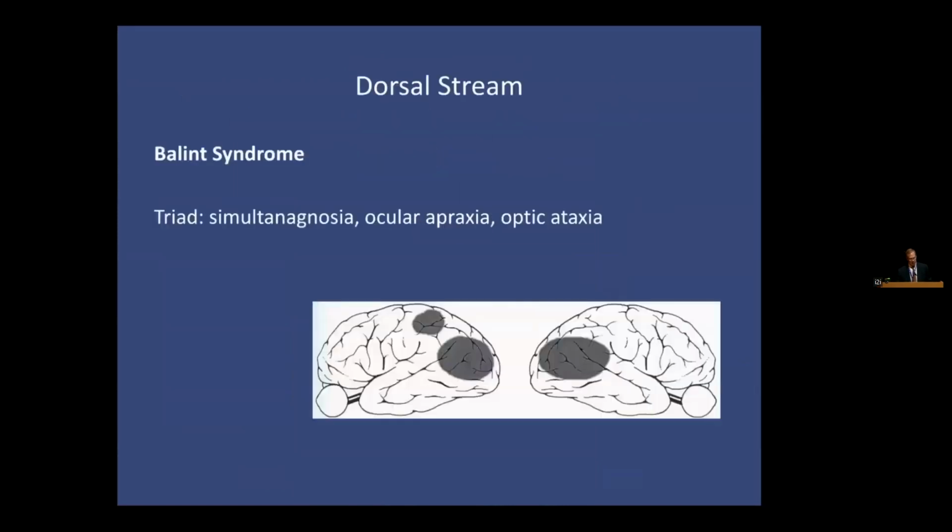Let's move back to the dorsal stream where we see the famous Balint syndrome, which is characterized by three things. Simultanagnosia, the inability to perceive the world in its entirety, in part because they're not able to make effective saccades. They have ocular apraxia. I'll show you that, where the patient will look away from the target of regard. And they'll have optic ataxia, misreaching, where they can't use their eyes to coordinate their limb movements, probably a lesion around V6, as we talked about.